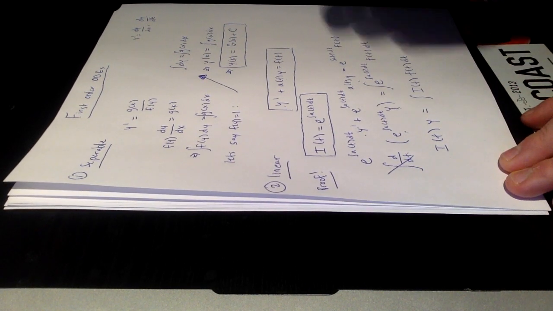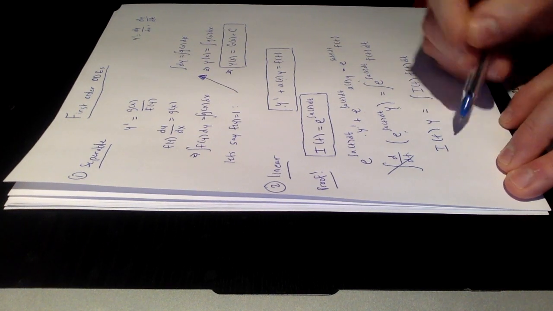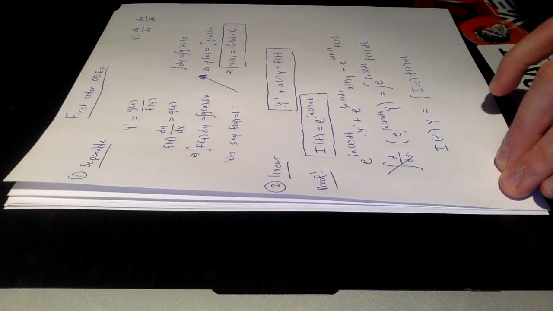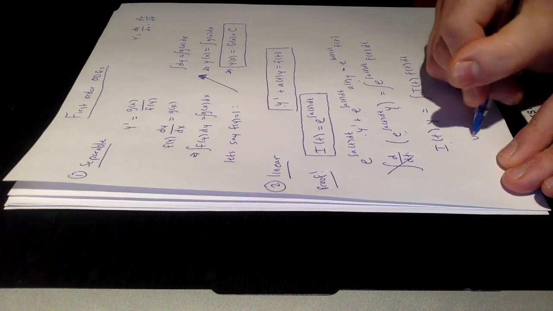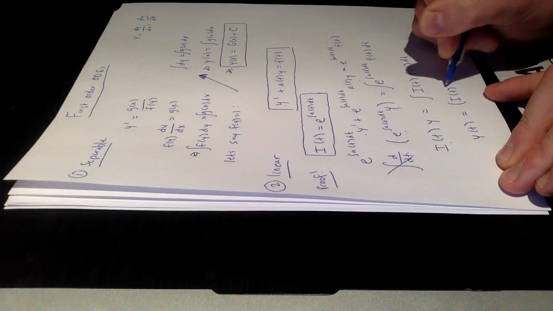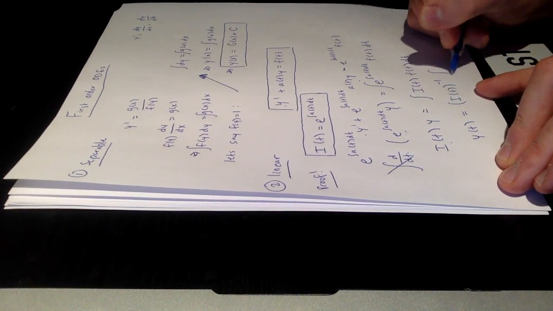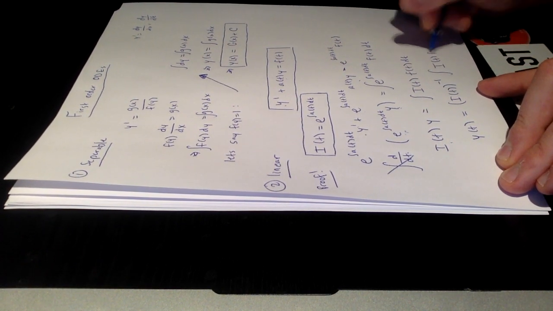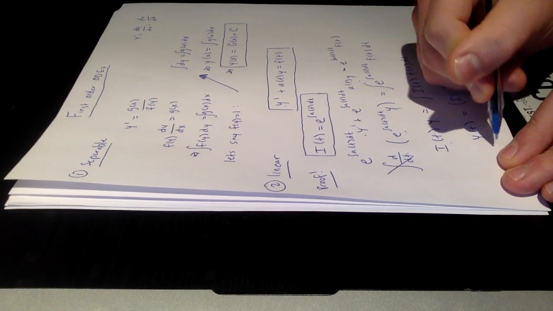Right? So now we just solve for y. To do that, we divide by I of t. We find the inverse. So y of t equals I of t to the minus 1, the inverse of I of t, times the integral of I of t f of t dt. And that's it. That's our formula.